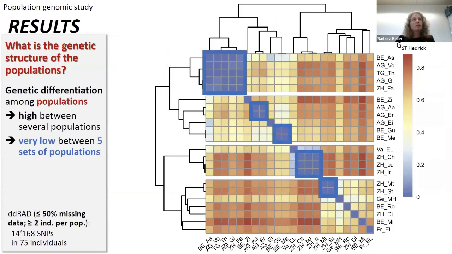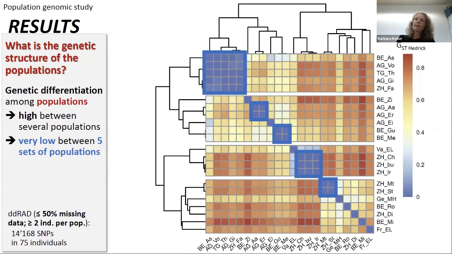Second step, we looked at the genetic structure of the populations, and we found that some populations, indicated here in red, are highly differentiated, while others were very similar. Indeed, we found 5 sets of populations that were almost identical, with almost zero genetic differentiation.